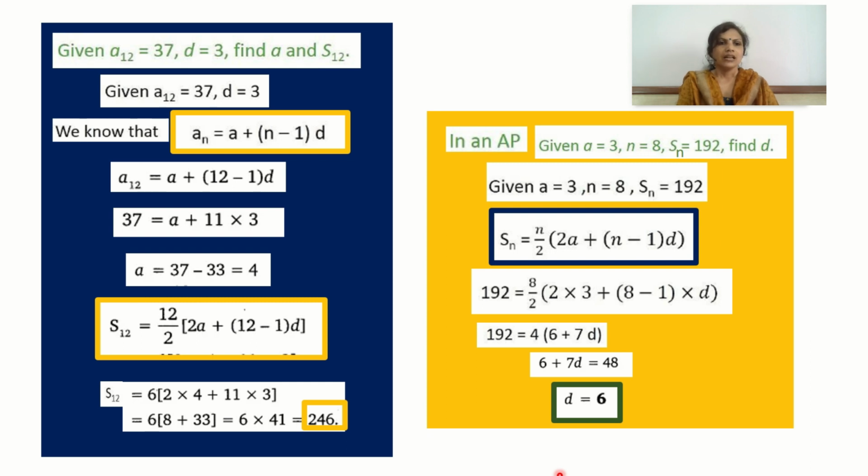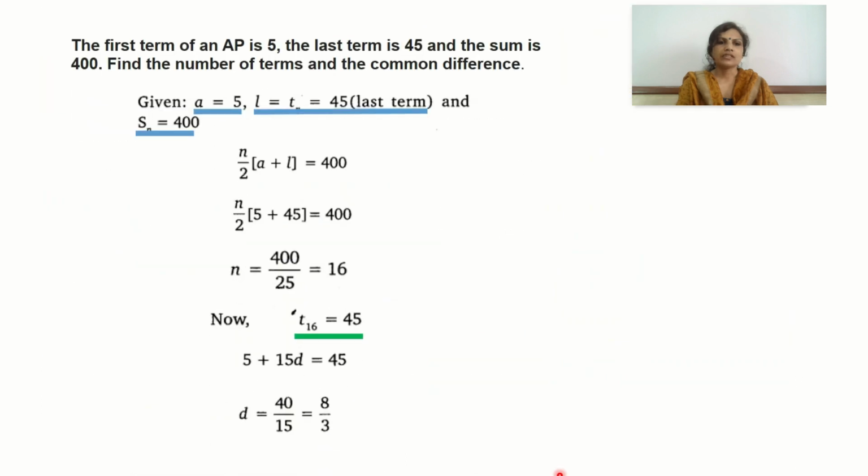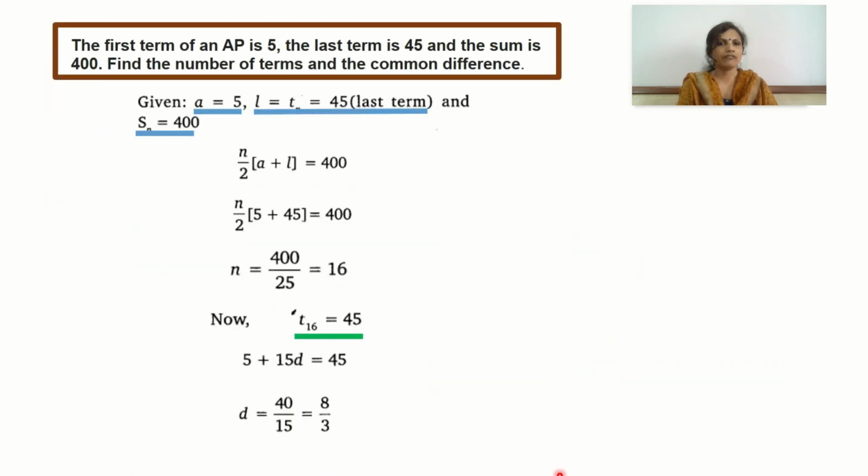Alright. Now look at this type of sum. The first term of an AP is 5. We are given the first term. You denote the first term by letter a. So a is 5. The last term is also given, which is 45. So the last term you denote by letter l, which is 45.